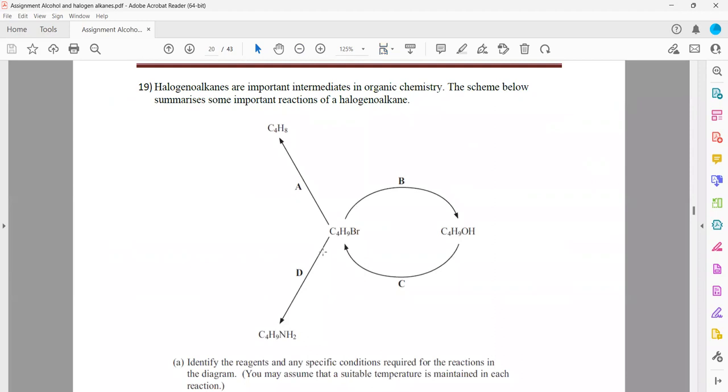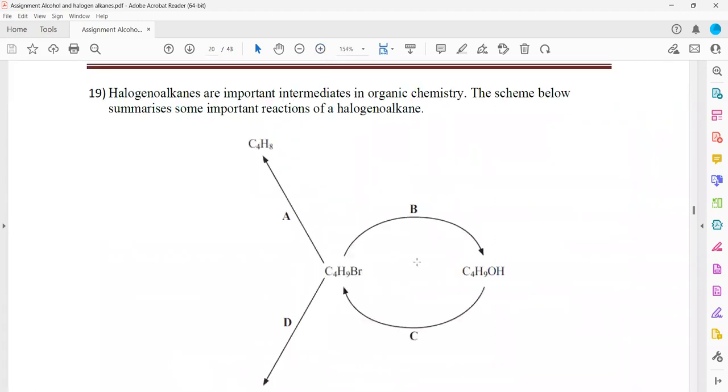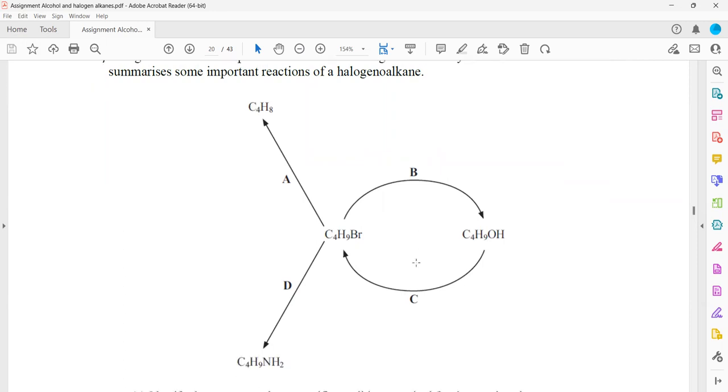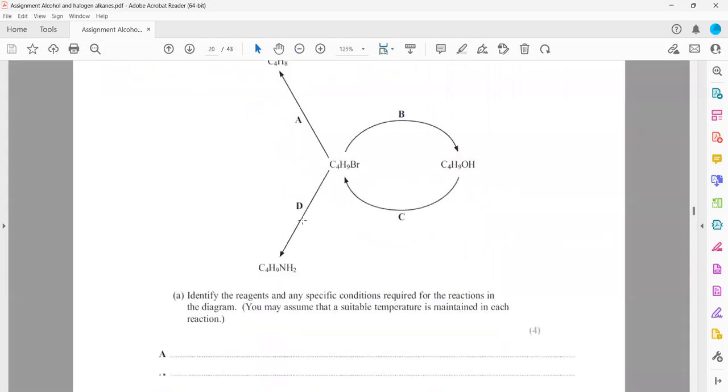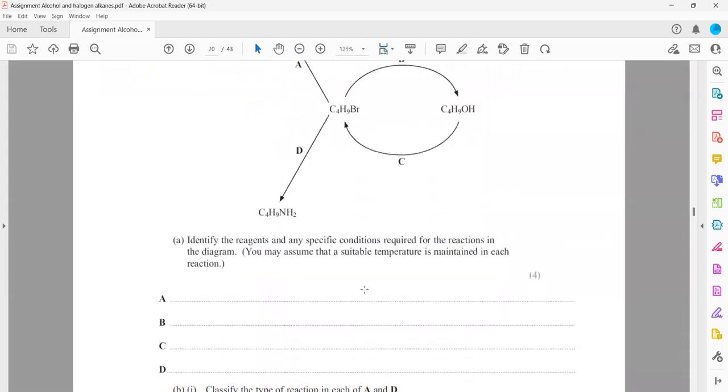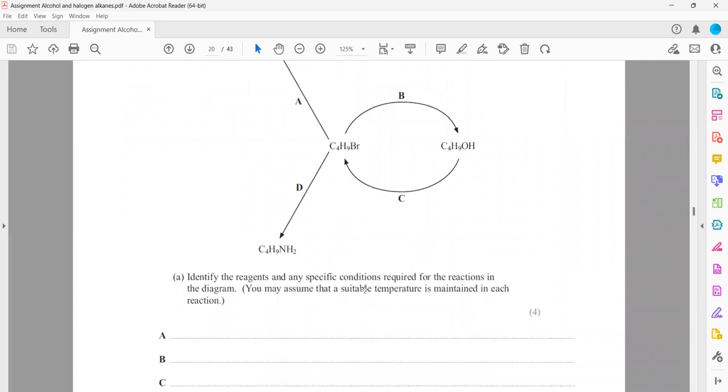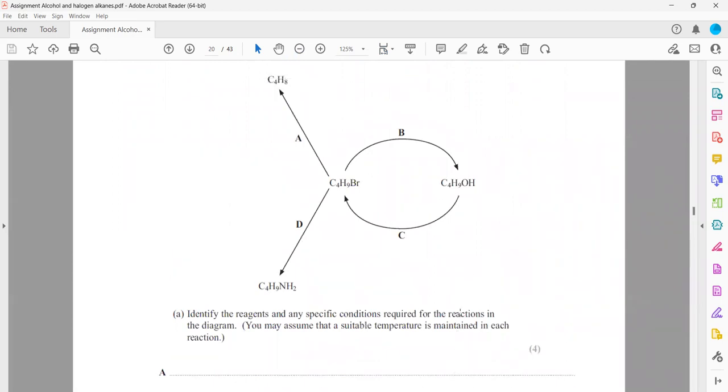Question 19. Halogen alkanes are important intermediates in organic chemistry. The scheme below summarizes some important reactions, A, B, C, and D. Identify a reagent and any specific conditions which are required in each diagram. You may assume that a suitable temperature is maintained in each reaction.